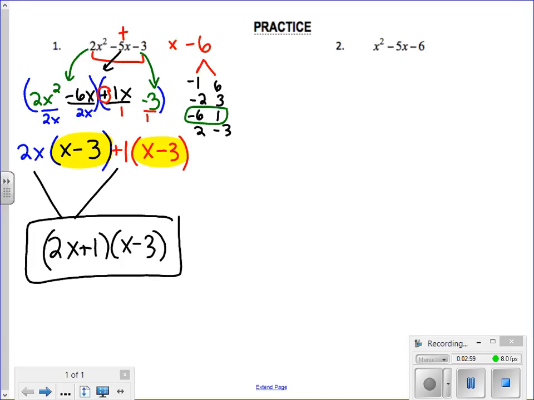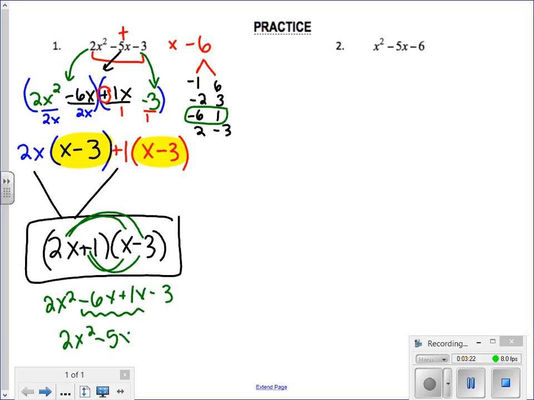In order to check to see if this is factored correctly, you can use the distributive property. So you could take 2x times x, which is 2x squared, 2x times negative 3, minus 6x, plus 1x, minus 3. When I collect these like terms in the middle, I'm left with 2x squared minus 5x minus 3. That's what I started with way up high, so I know I did my work correctly.